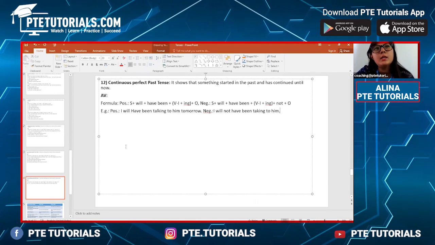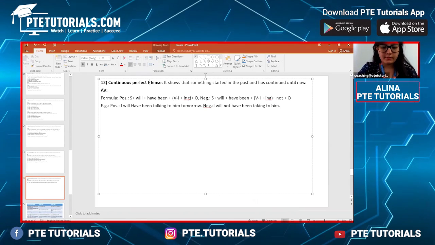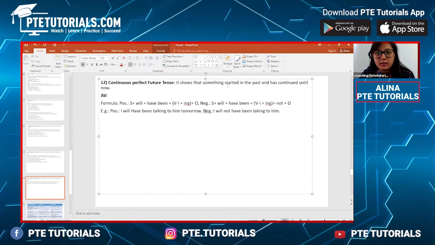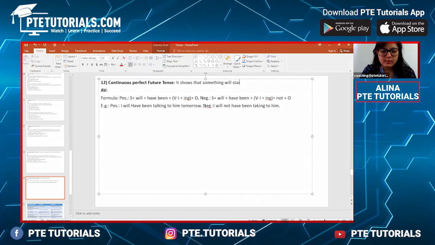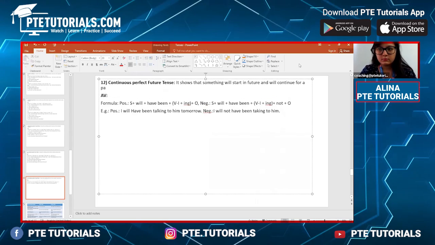I would like to give more examples for the 12th. I will have been explaining him tomorrow from 5 to 6 during the session time. I will be doing that activity in future. Yes, future. It shows that something will start in future and will continue for a particular duration of time in the future.